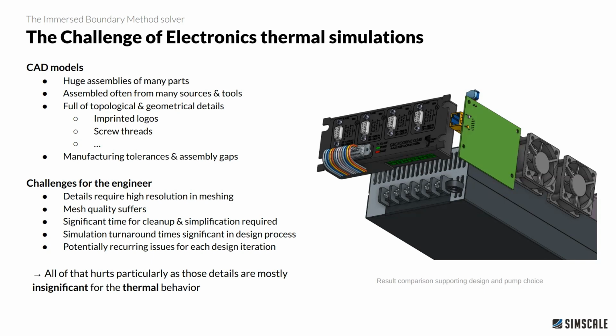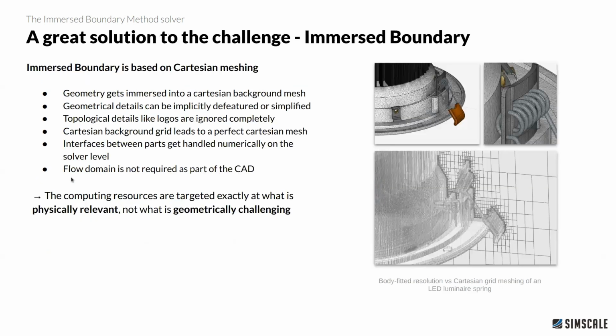So in the end, it's always a trade-off. Where do you lose the time? But what is clear is you will lose time either in manual effort, or the simulation turnaround times will suffer from the high mesh resolution. And you could even face the problem that you have recurring issues with each design iteration, as again, you need to combine it with potentially parts from other suppliers, etc. So that really, really hurts, as what costs you so much time often are insignificant parts that are not important for the thermal behavior, but need to be considered. Otherwise, the whole system cannot solve well. And that is exactly the challenge where IBM comes into play.